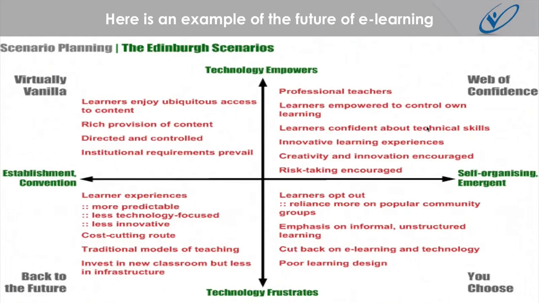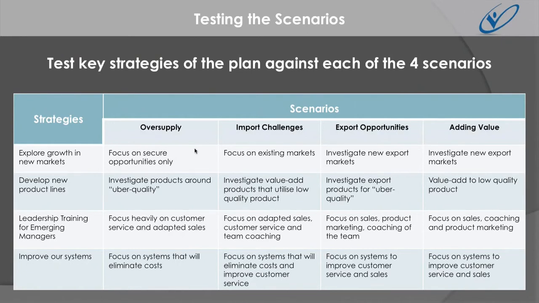we're at, I guess, step 3 in my process, which says, what are we going to do now in terms of testing these scenarios? And so what we've got is a simple matrix here, a simple table. I've pre-populated it for you. So what you do is from your plan, you would have your existing strategies. I've said our existing strategies are to explore growth in new markets, develop new product lines, leadership training for our emerging managers, and to improve our internal system.